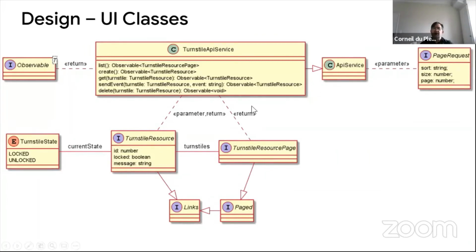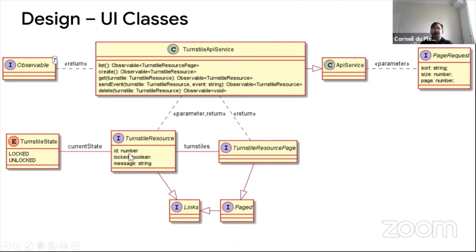So the UI classes, what did you see on the UI? You had a list component essentially and a turnstile component, but they need a service, and they don't want to call the API service directly. They want something simpler. So there's a turnstile API service to list, to create, to get a specific turnstile again, given the turnstile resource. So I want to reload that one. Or I want to send an event to a turnstile resource, or I want to delete a turnstile resource. So I'm making it a bit easier to use the API service.